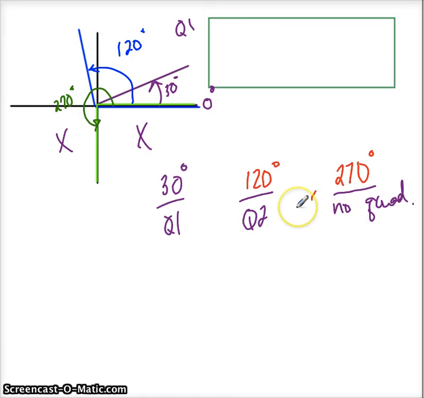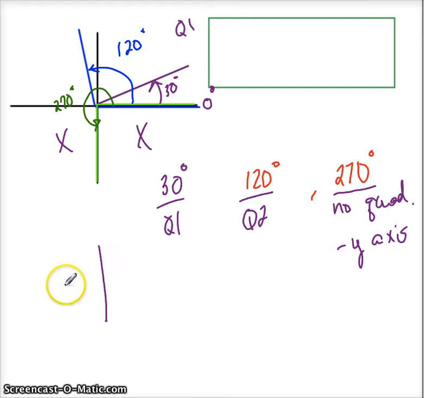So if I were to ask you to name the quadrants of angles, when you come to an angle whose terminal side lies directly on an axis, you would name the axis rather than a quadrant. In this case, 270 degrees lies on the negative y-axis.